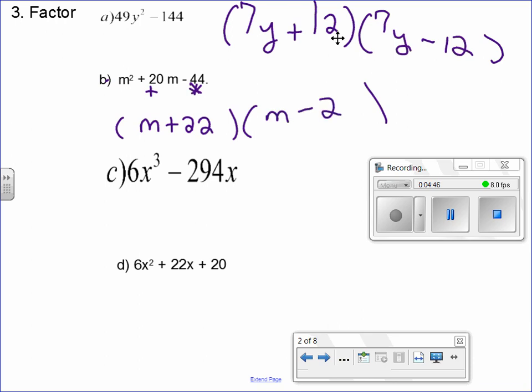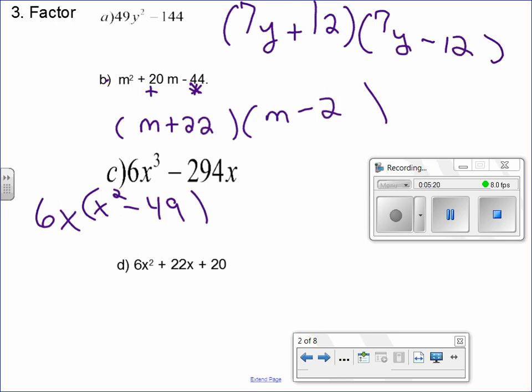Part C was probably the one that the most groups asked me about when I was walking around. It is only 2 terms, but neither one are perfect squares. And there's that cube. Totally awkward. So I told them, why don't we look for a common monomial? A common monomial can be a number or a variable or both. And in this case, it's both. It's a number and a variable. It's 6x that both of these terms have in common. Once you remove that 6x, you're left with an x squared in the first slot and a negative 49 in the second slot.